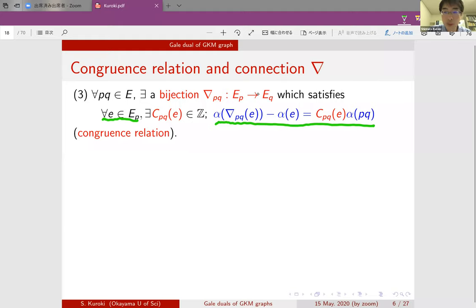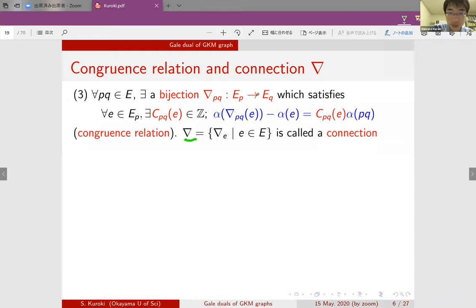This condition is very important in the GKM graph, and in particular in this talk, the integer here is important later on. Initially the condition also says this is zero mod alpha(pq). In usual GKM theory this integer is omitted, but in this talk it is important later. Okay, so this is called the congruence relation, and let me explain it using examples. First of all, this nabla is a set of bijective maps on each edge, called a connection.